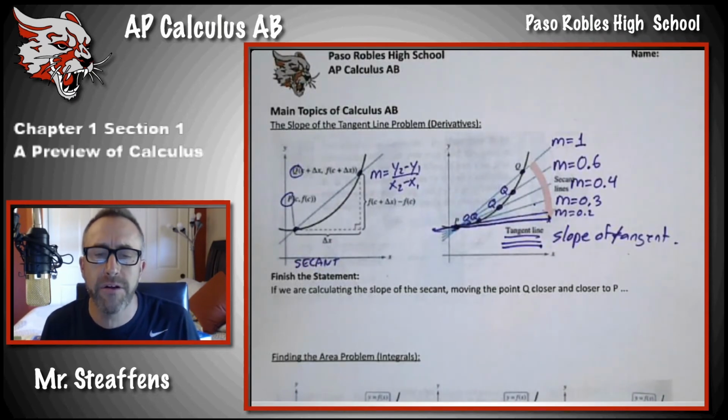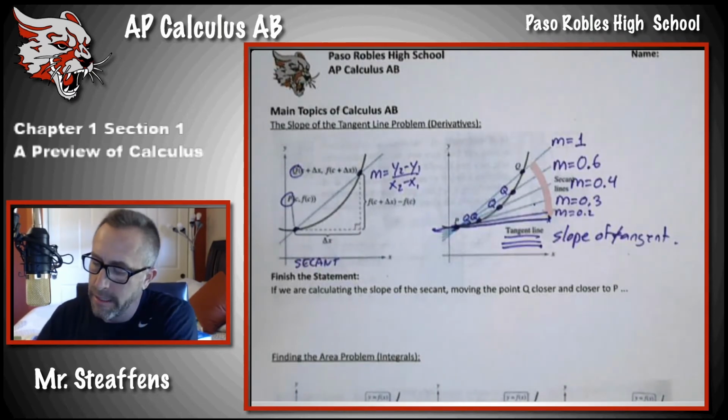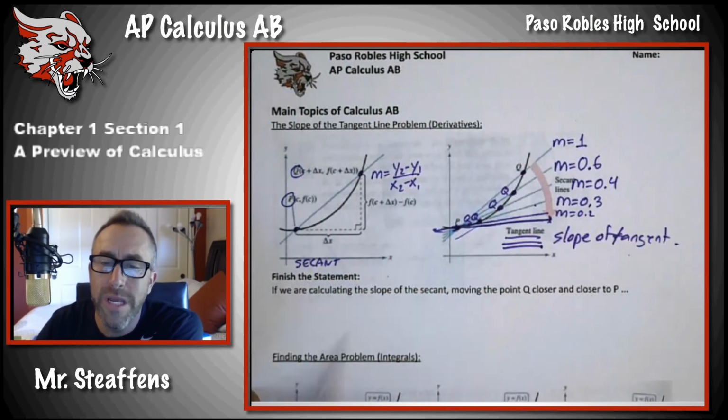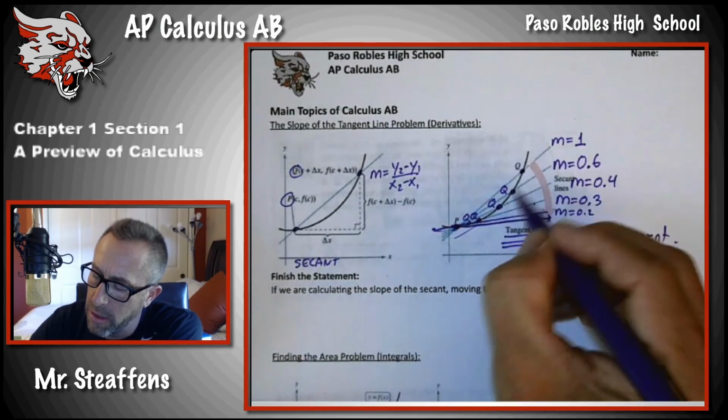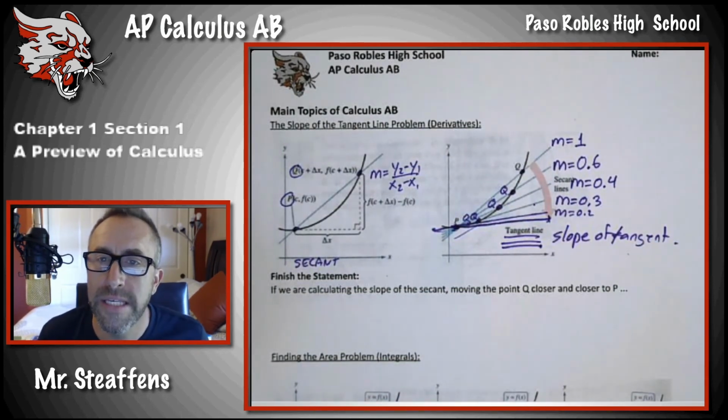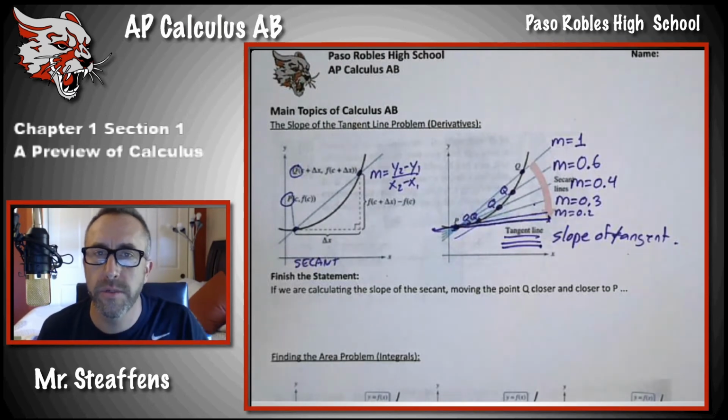All right, I'd like you to finish this statement. It says, if we are calculating the slope of a secant line, like this one and this one and this one and this one and this one, as we move Q closer and closer to P, what happens? What does it tell us? Answer it.